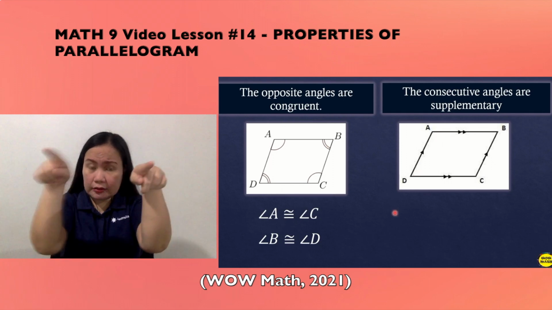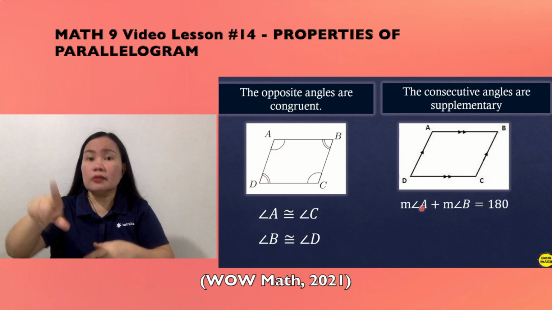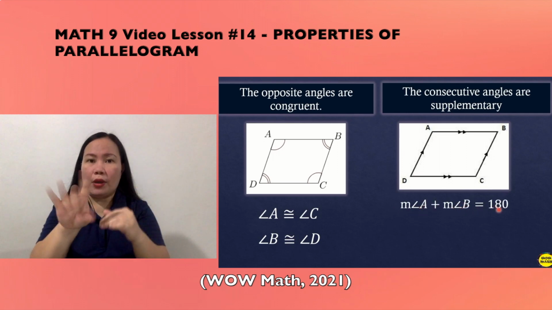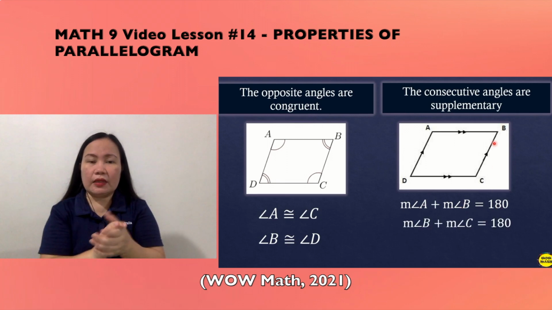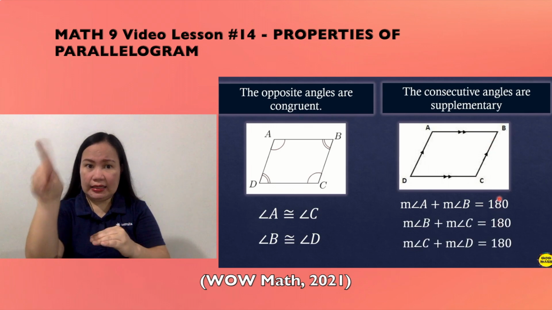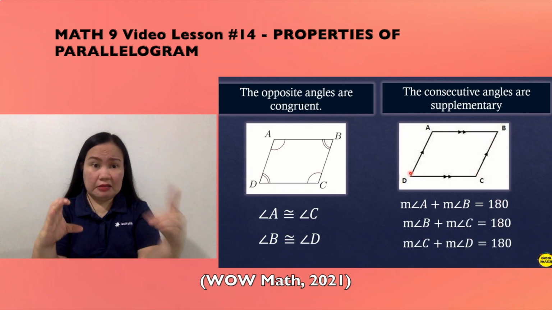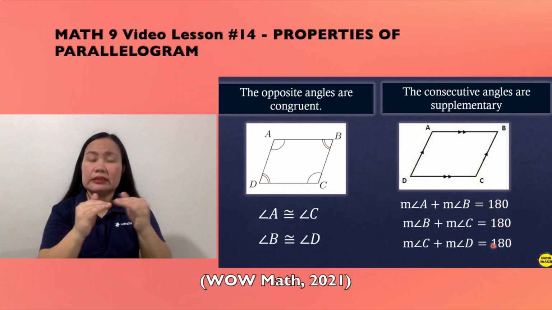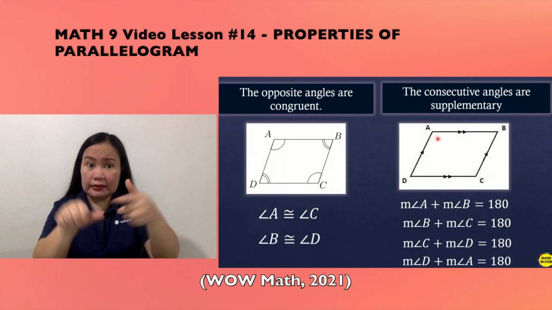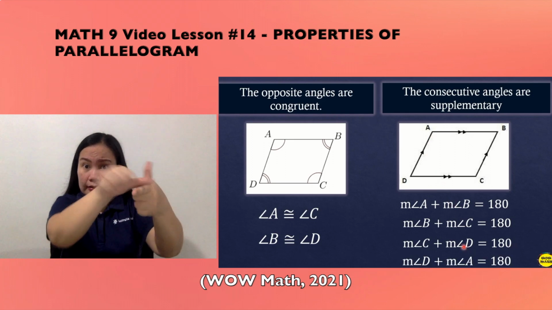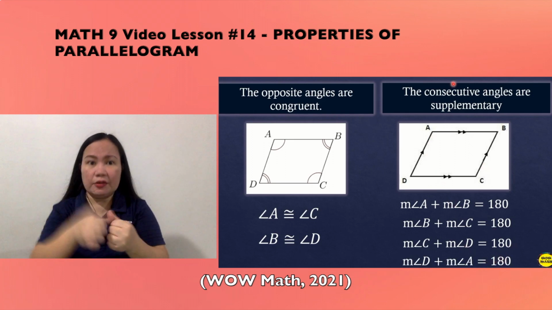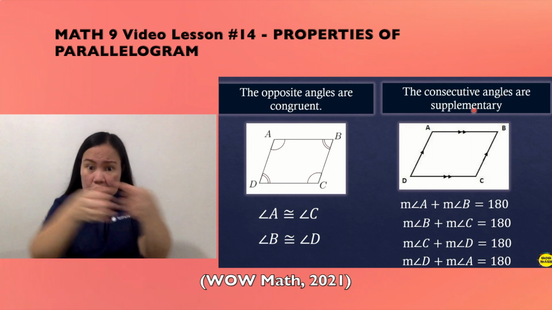So, kapag in-add natin si angle A saka si angle B, so yung measure nila is equal to 180. Ganon din si angle B plus angle C, that is 180 din. Si angle C saka si angle D, pag in-add natin, ang measure niyan is 180. So, si angle D plus angle A, so yung sum niyan ay 180 din. So, tandaan natin, the consecutive angles are supplementary.